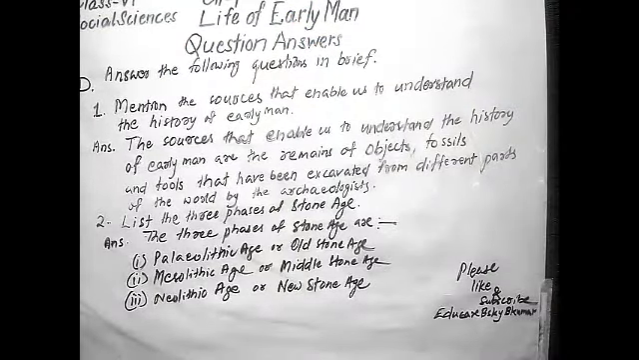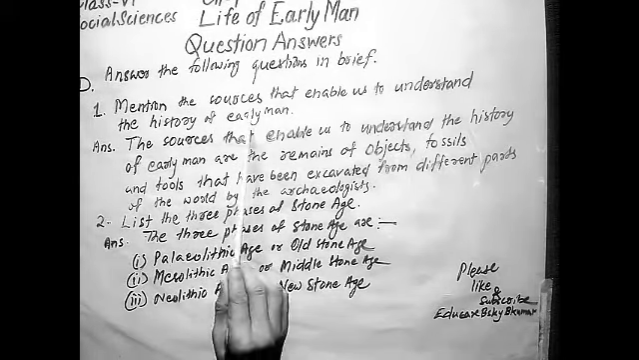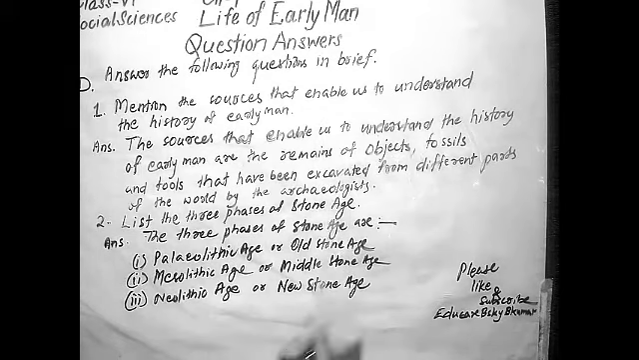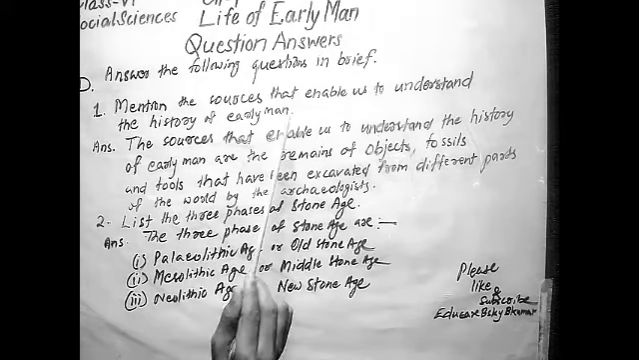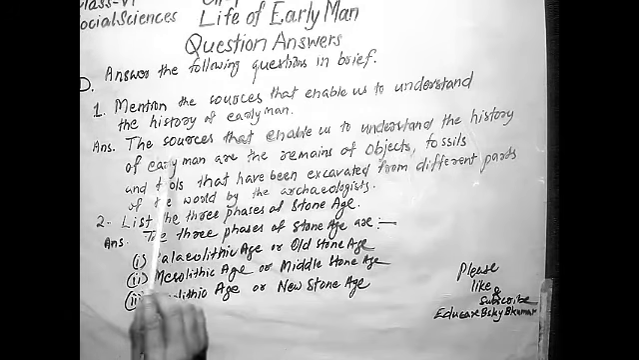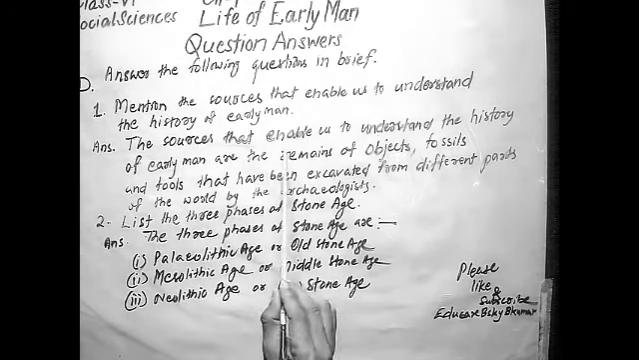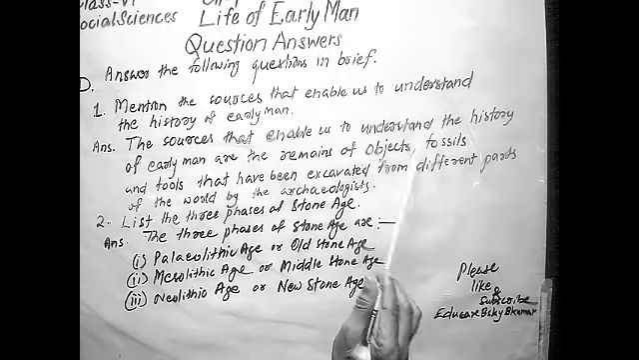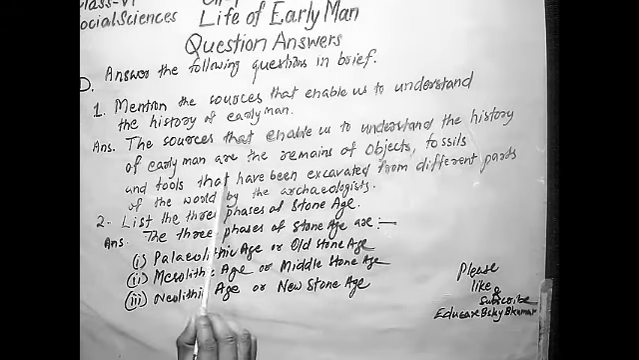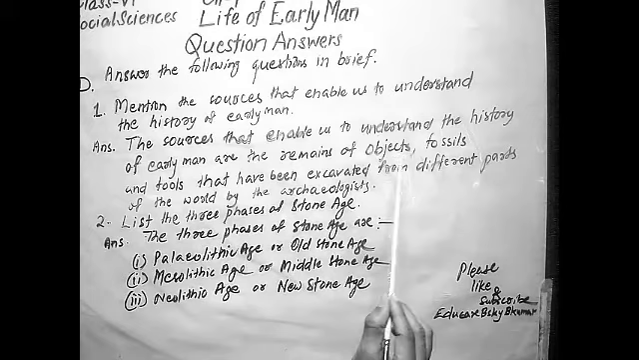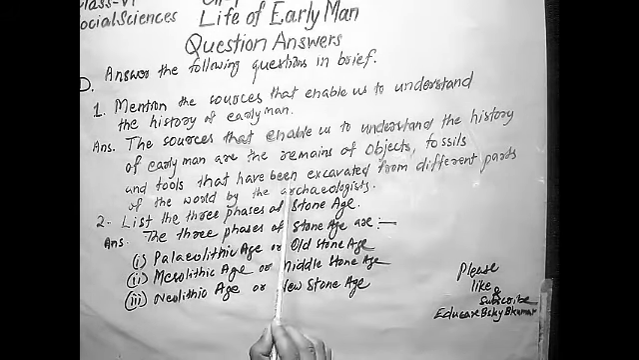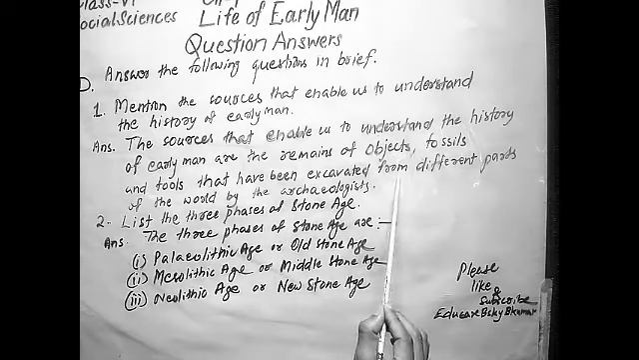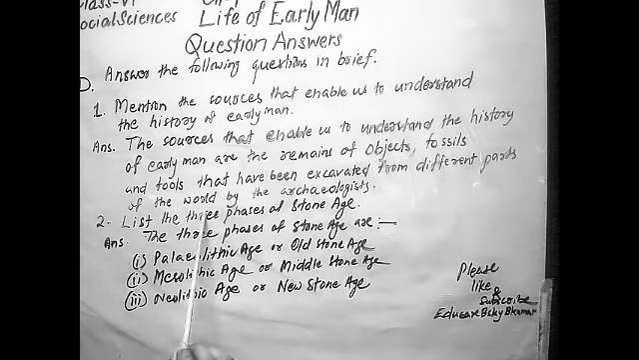D. Answer the following questions in brief. Question number 1. Mention the sources that enable us to understand the history of early men. The answer: the sources that enable us to understand the history of early men are the remains of objects, fossils, and tools that have been excavated from different parts of the world by archaeologists.